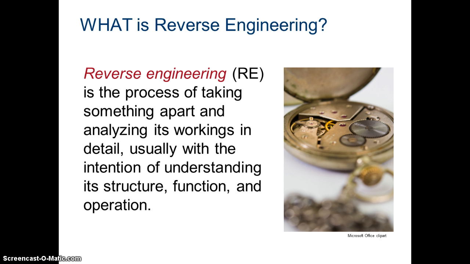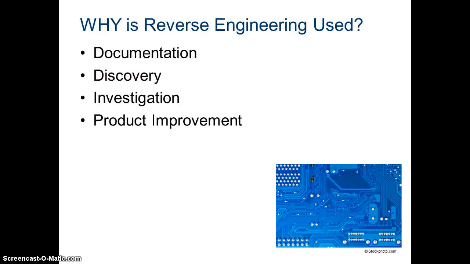Reverse engineering, also RE, is a process of taking something apart and analyzing its workings in detail, usually with the intentions of understanding its structure, function, and operation. Why do we use reverse engineering, or why is it done? Well, we need to document how things work and we need to analyze a process in order to see if we can do it better or a different way. Also, we discover processes and different ways that things interact, whether it's mechanical or electronical. And then we also do investigation based upon how things work and interact with each other.